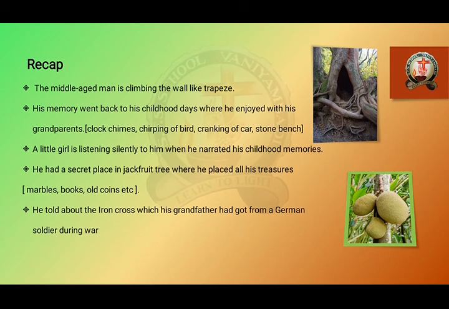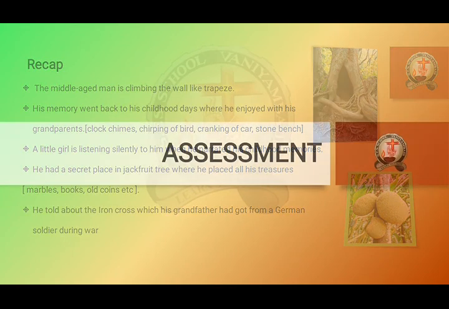He also said that there was a jackfruit tree, and this jackfruit tree is his favorite place where he used to keep all the treasures. He used to keep all the marbles, books, and old coins, and along with them he used to place an iron cross which his grandfather got from a German soldier. So these are the things we have covered in this lesson, and we'll see the assessment part.